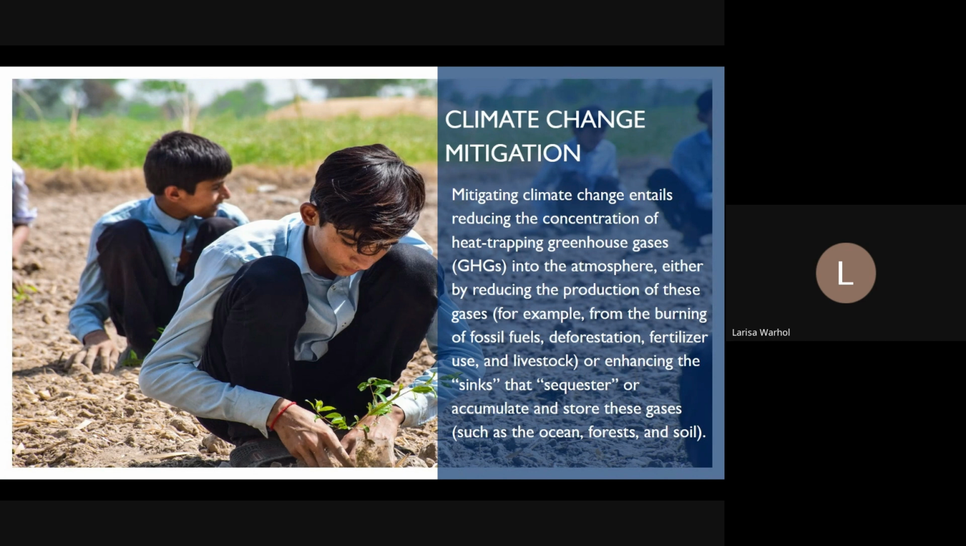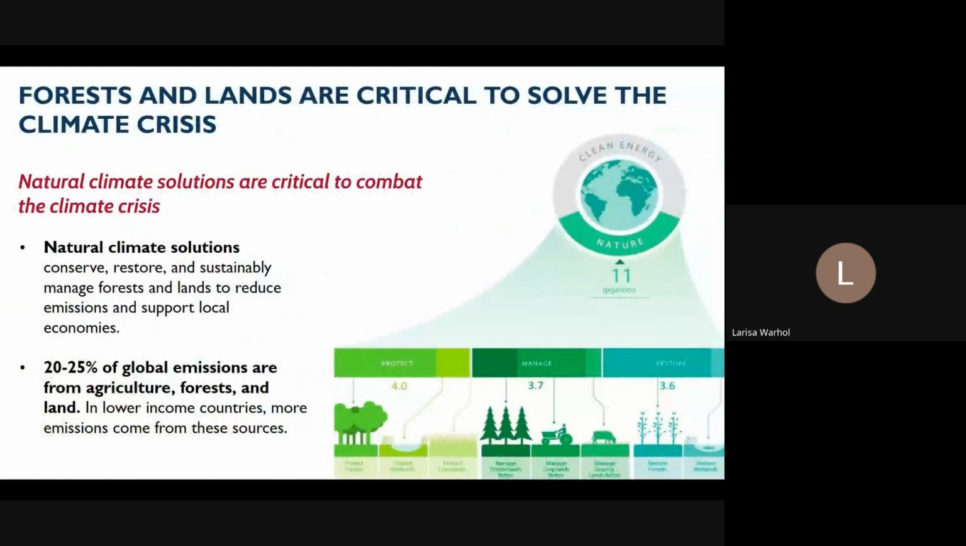So if we think about reducing the production, we can either reduce the burning of fossil fuels, or we can reduce deforestation and land use change. And in terms of creating sinks or sequestering, again, preserving forests, restoring soils, making sure our oceans are healthy. These are all really important natural sinks that help reduce greenhouse gases in the atmosphere. Next slide, please.